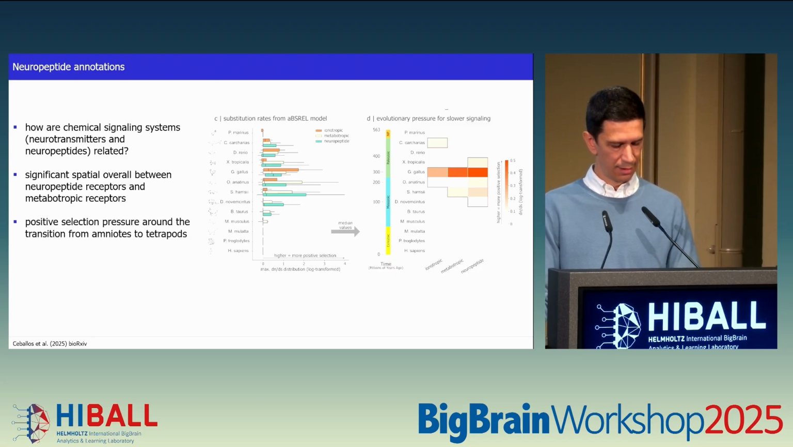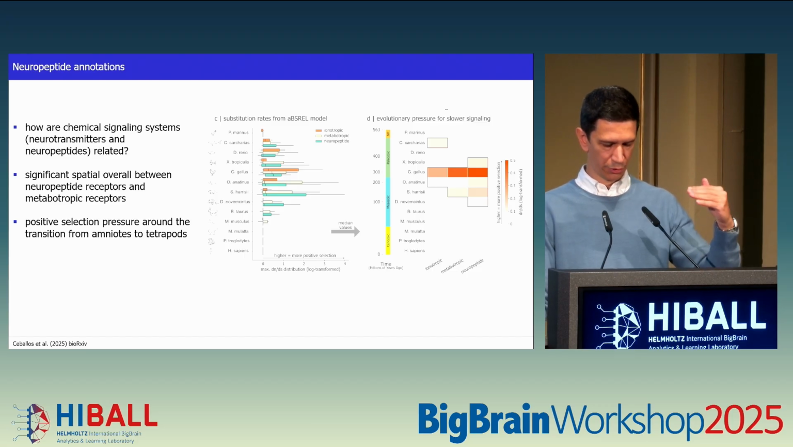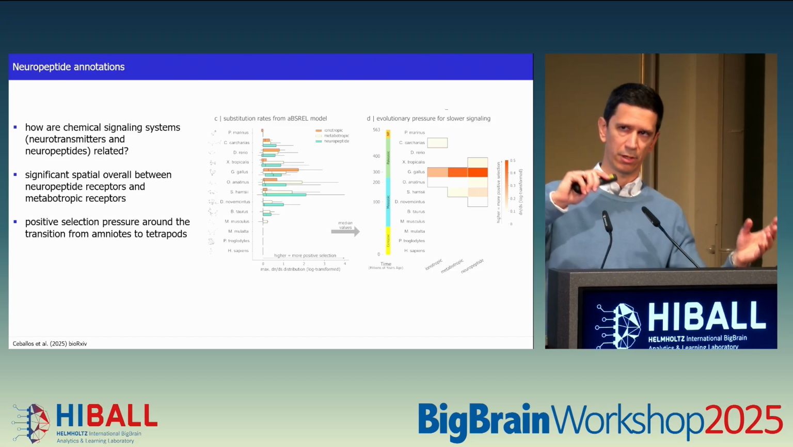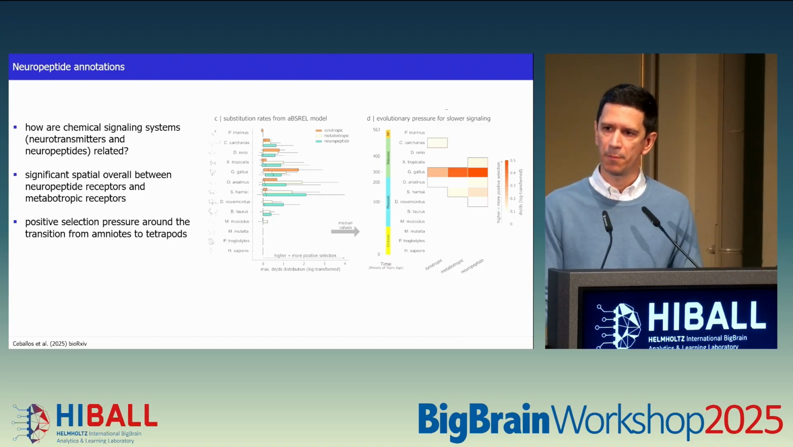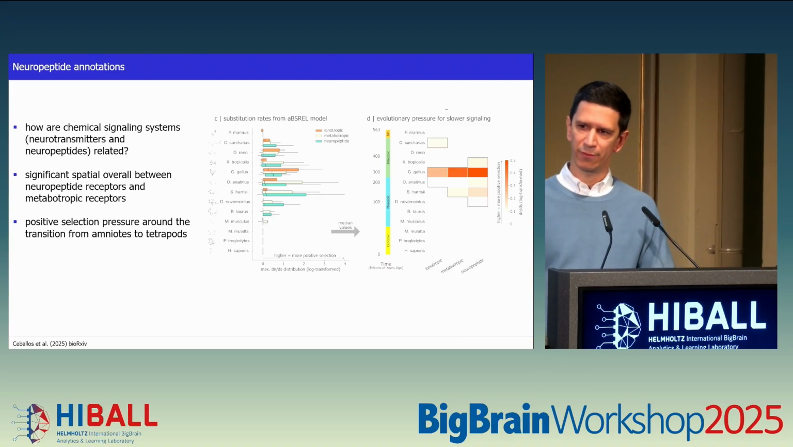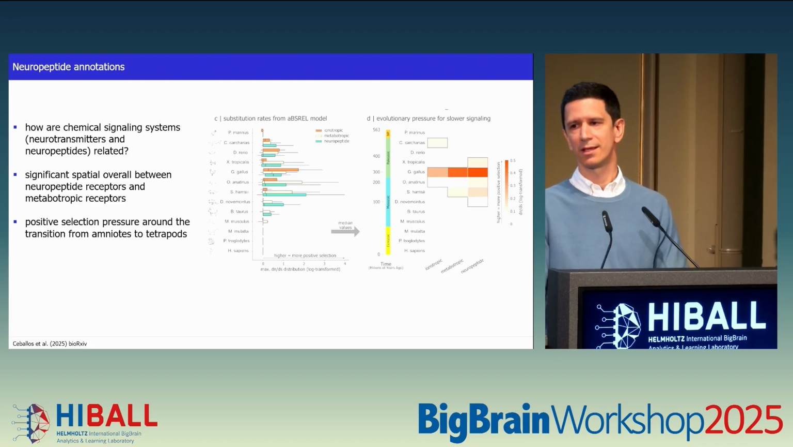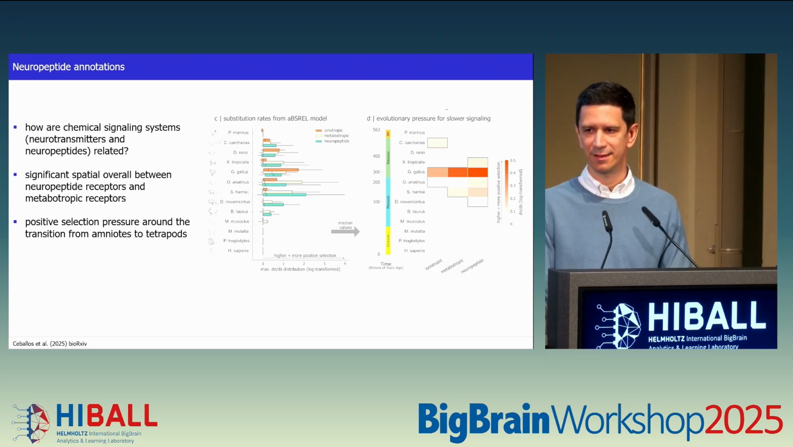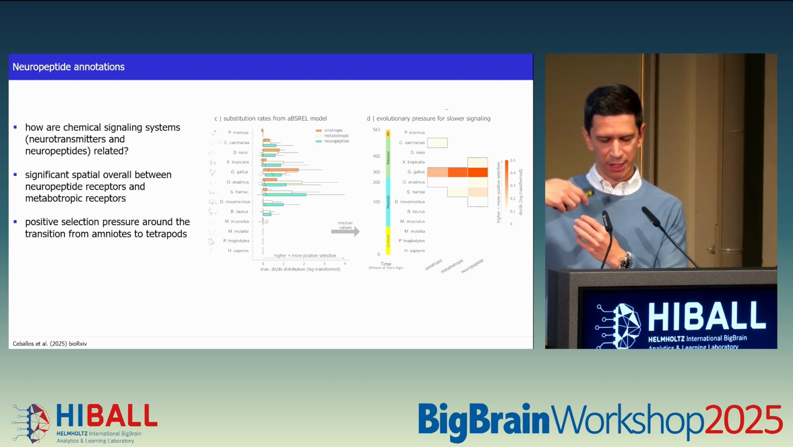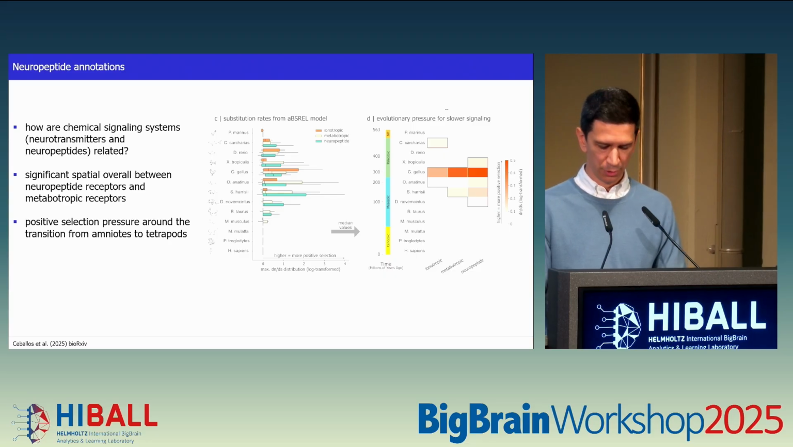And what you can see is that this positive selection pressure really peaks for all three around the transition from amniotes to mammal tetrapods. But the really cool thing is what's shown on the right. If you just take the medians, you can see that contrary to what you would see in a textbook, the ionotropic receptors are almost immediately locked in, and they don't change much at that point. But the evolutionary pressure for slower signaling, so for metabotropic receptors and neuropeptides, is much more protracted, meaning that they continue to acquire new functions over time.